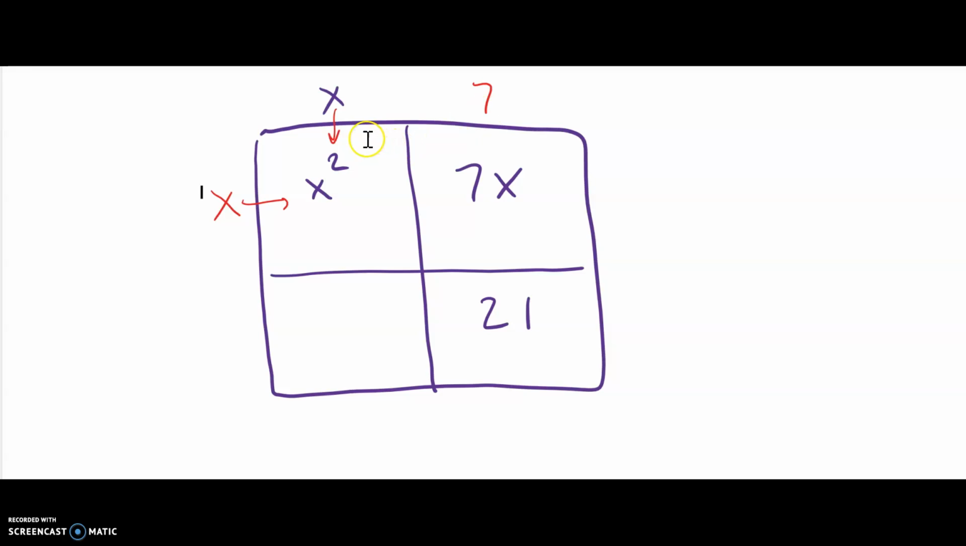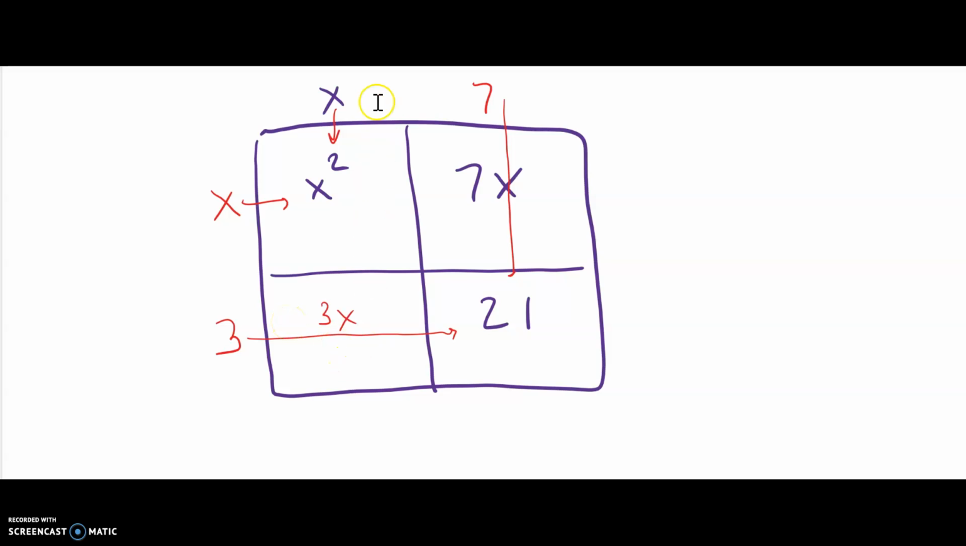You can also say 7 times what gives you 21? Well, 7 times 3 gives you 21. And then we have the last box, x times 3 gives you 3x. So it's like a puzzle.